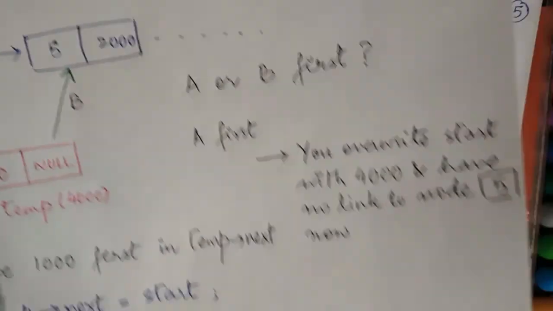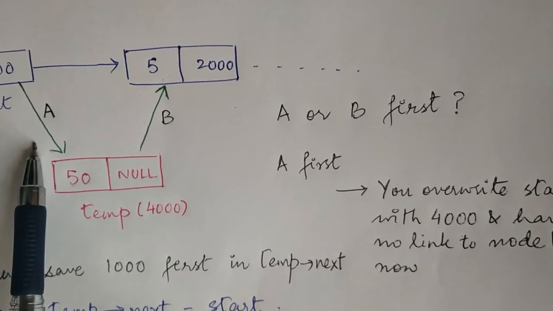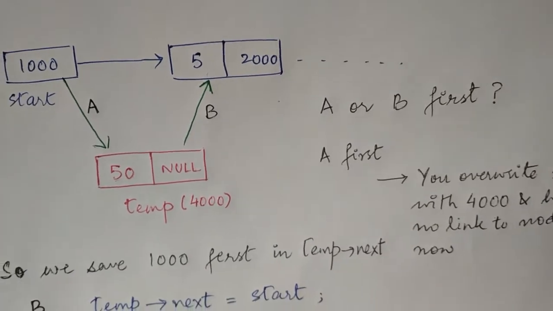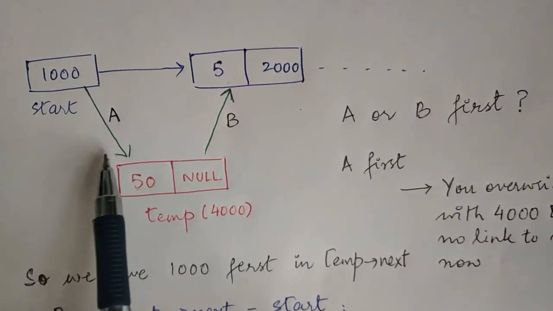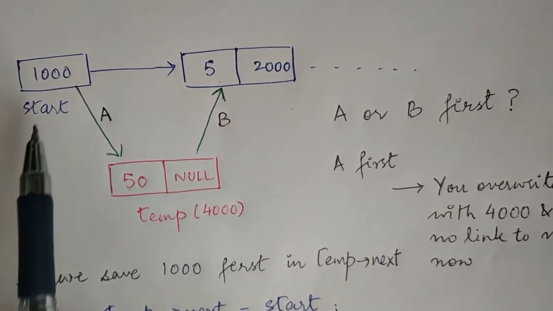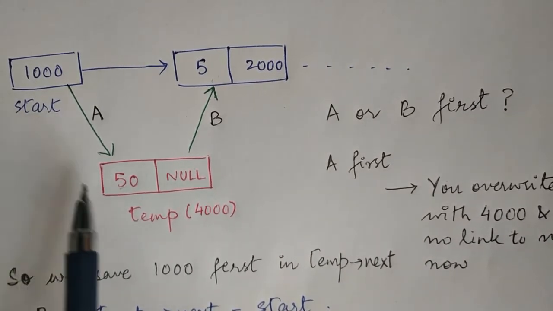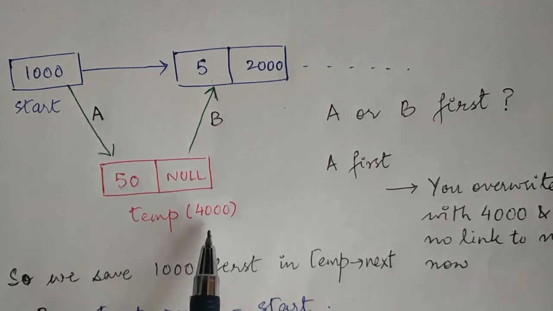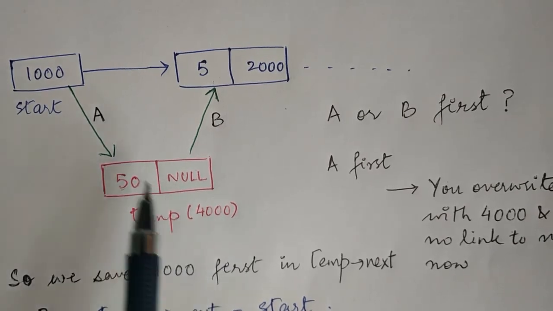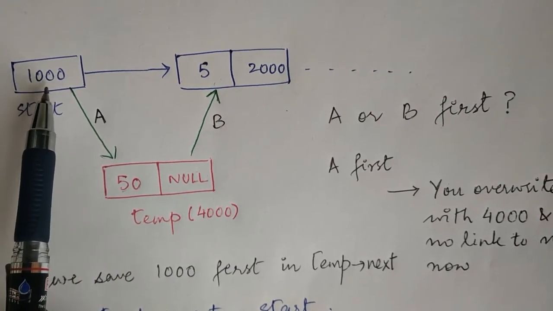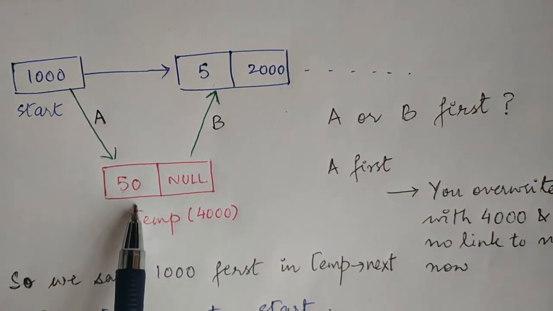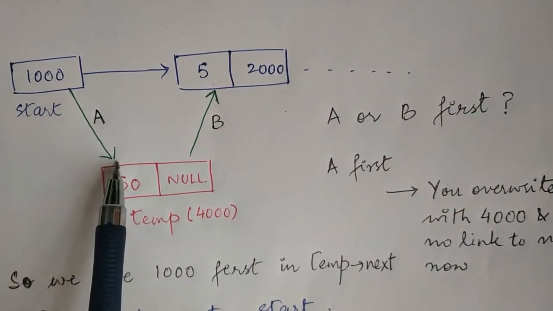Now, which one would you do first, A or B? Suppose we do A first. What we are doing is we have to make start point to temp. The address of temp, for example, is 4000. So we will be overwriting start with 4000. So start will now point to 50, and this link is created.